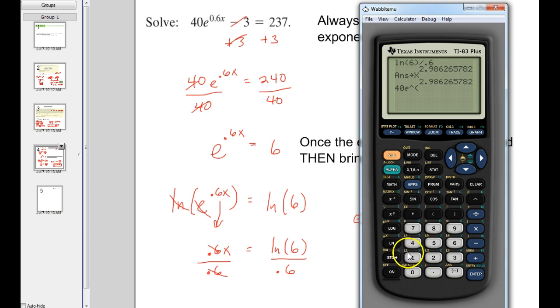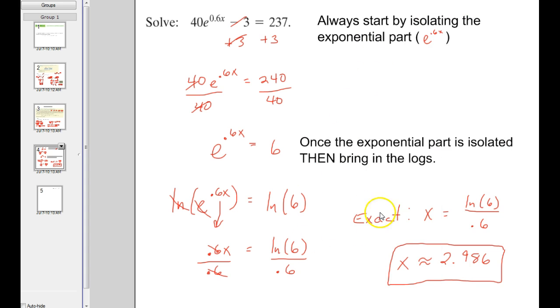But the right side here is just a number. But I just type in 0.6x, right? Close the parentheses minus 3, and then I get exactly 237 out. So again, I know it's correct. That's a nice way to check using that STO feature on your calculator.